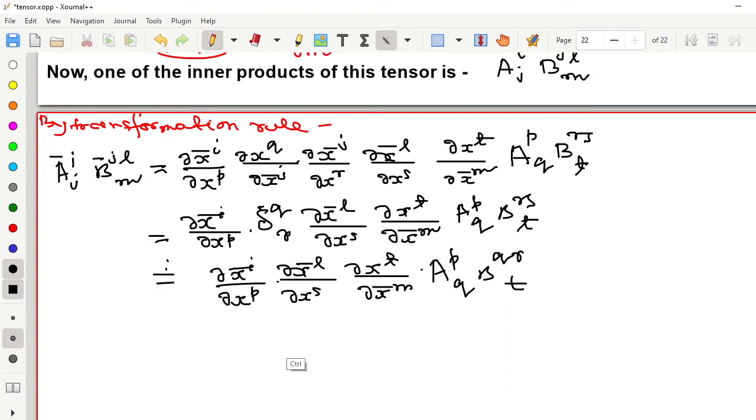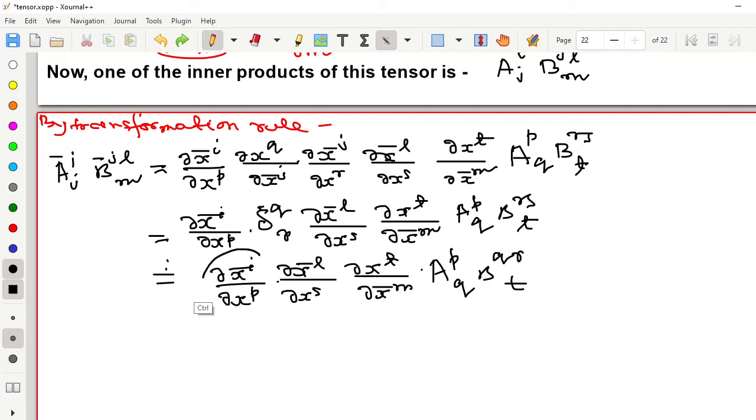Now you look at this. How many terms are there? So there are three transformation factors. The presence of three transformation factors confirms that this is a tensor of rank 3.